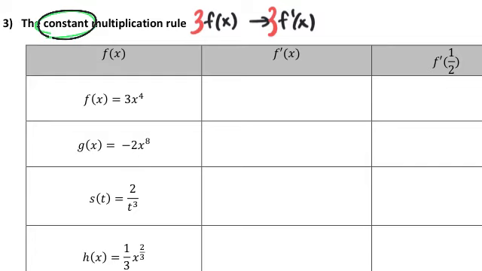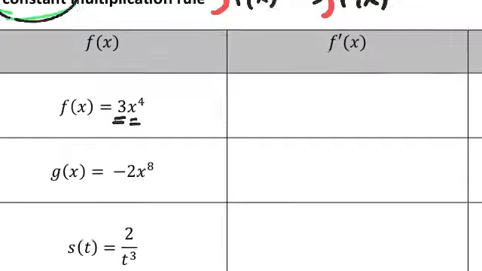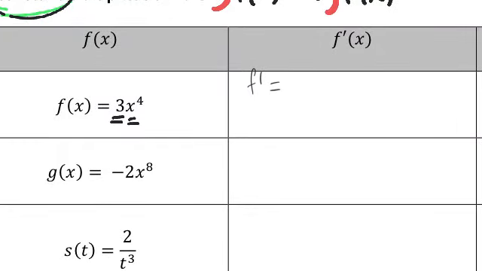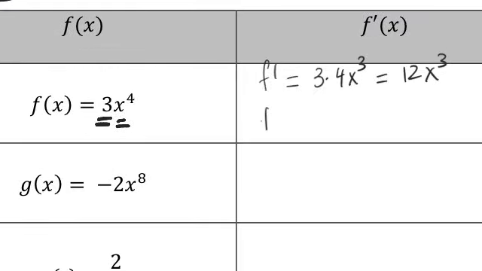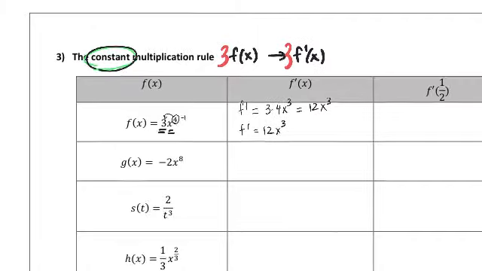The way it applies is when you see f of x equals 3x to the 4th, then we can think f prime is going to be 3 times the derivative of x to the 4th, which means we're going to get 12x cubed. So in practice, the way to do this fast is to take this exponent, multiply it by whatever's out front, so 4 times 3 is 12, and then you reduce the power by 1. So 12x cubed is my answer for f prime of x.